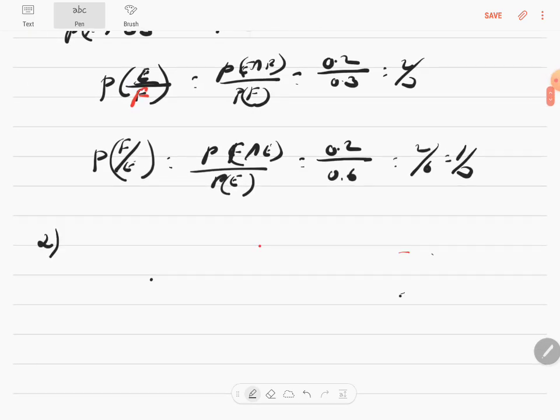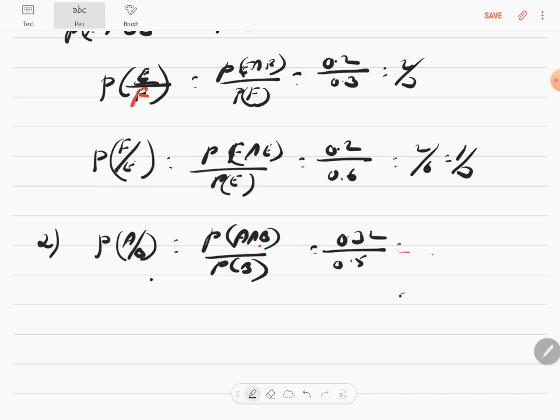The second question, compute P of A by B. What is the formula? P of A intersection B by P of B. Everything has been given. P of A intersection B is 0.32, P of B is 0.5. So multiplying the numerator and denominator by 10, it's 3.2 by 5 or 32 by 50.